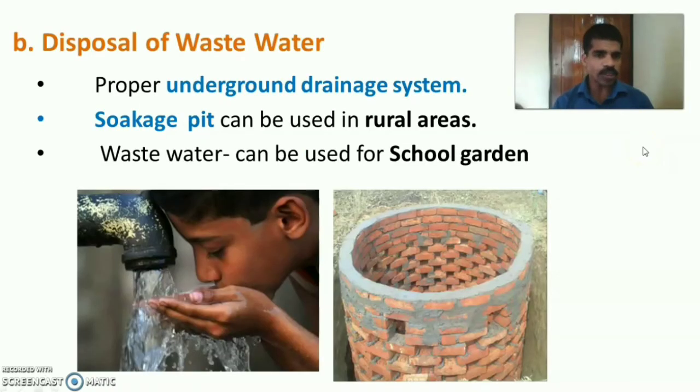Second point is disposal of wastewater. There should be a proper underground drainage system for the disposal of wastewater in the school. Soakage pit can be used in the rural areas, and moreover wastewater even can be used for the school garden.